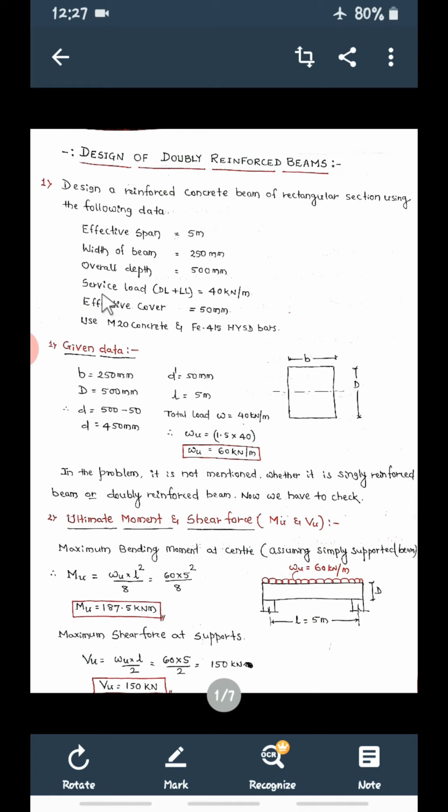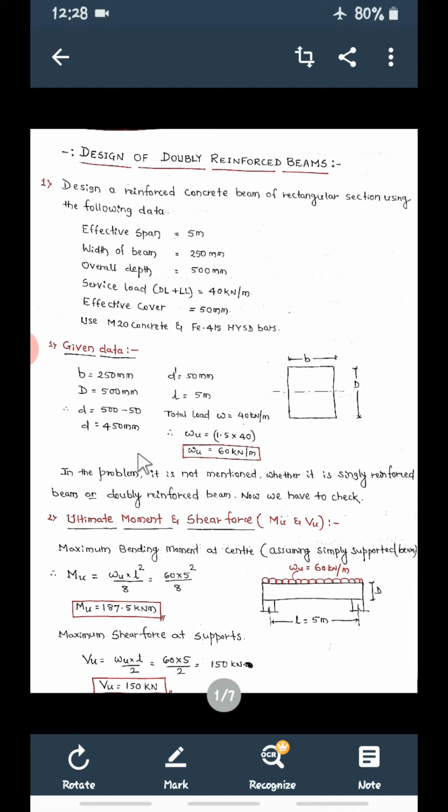Now see, they have mentioned service load. Service load is given, it is not the total factored load. Here it is mentioned dead load plus live load is included, so there is no necessity of calculating that again. Overall it is 40 kilonewton per meter, but it is the working load or service load. Multiply this with 1.5 and we get Wu. So the total factored load is equal to 60 kilonewton per meter.